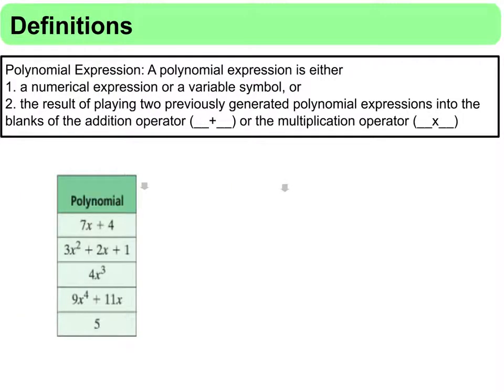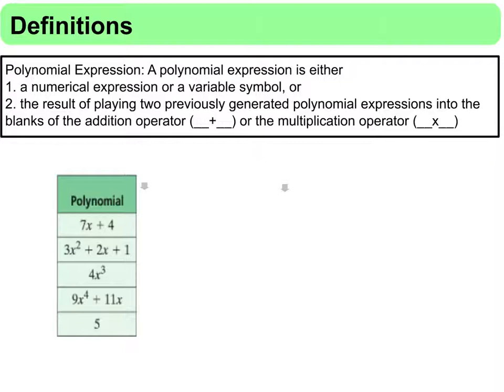So the lesson starts off with a piece of information that's not within the module book, and that's some examples of a polynomial expression. Now, what is in the book is the statement at the top, these two-part statements, that a polynomial expression is either one of these two things: a numerical expression or a variable symbol, or number two, the result of placing two previously generated polynomial expressions into the blanks of an addition operator, such as this one, or a multiplication operator.